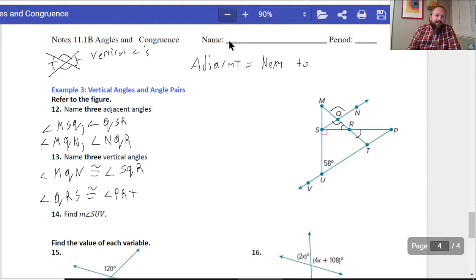Now, question 14. Find the measure of SUV. So SUV right here. They're asking, hey, how much is this? Well, if we've already done this, we understand what a straight angle is. A straight angle is equal to 180 degrees. Well, we have 58 degrees right here. We do 180 minus 58 to figure out that the measure of angle SUV is equal to 22 degrees. All right, let's continue.